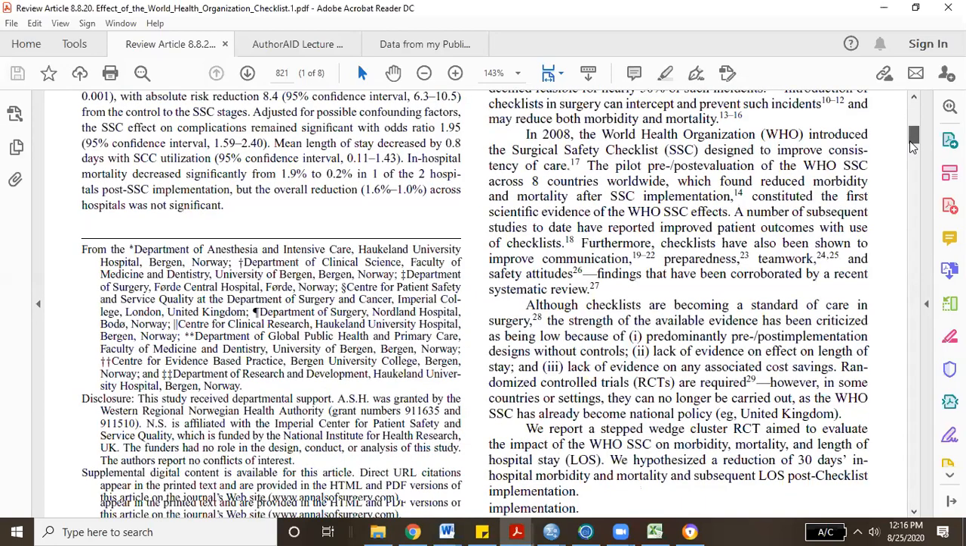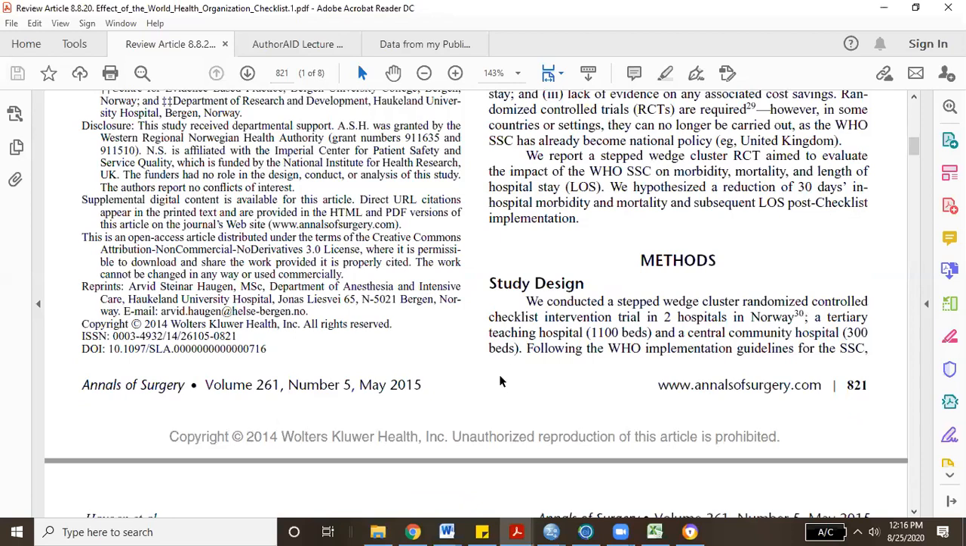The study design that was used for this paper is the stepped wedge cluster randomized control trial. This is a type of randomized control trial, but it is slightly different from the original randomized control trial in the sense that there is another parameter added into it, which is the stepped wedge.